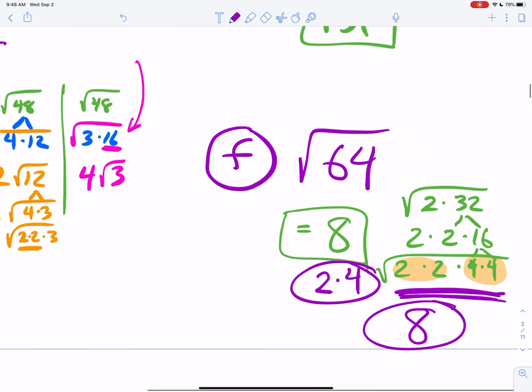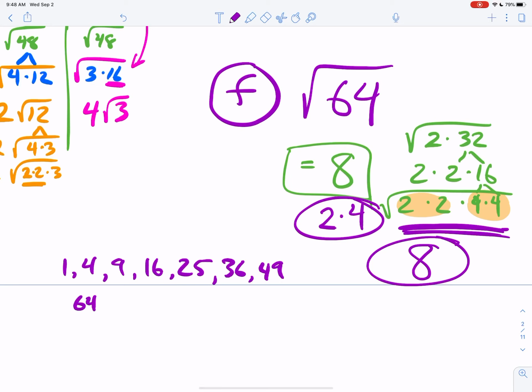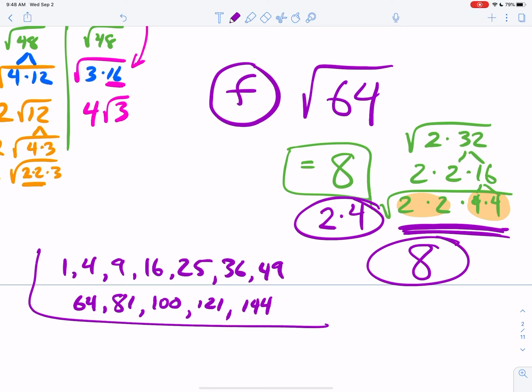Okay? So if you need a little cheat sheet, some common perfect squares are 1, 4, 9, 16, 25, 36, 49, 64, 81, 100, 121, 144. That's about as far as you probably need to go. Those are all of your perfect squares.